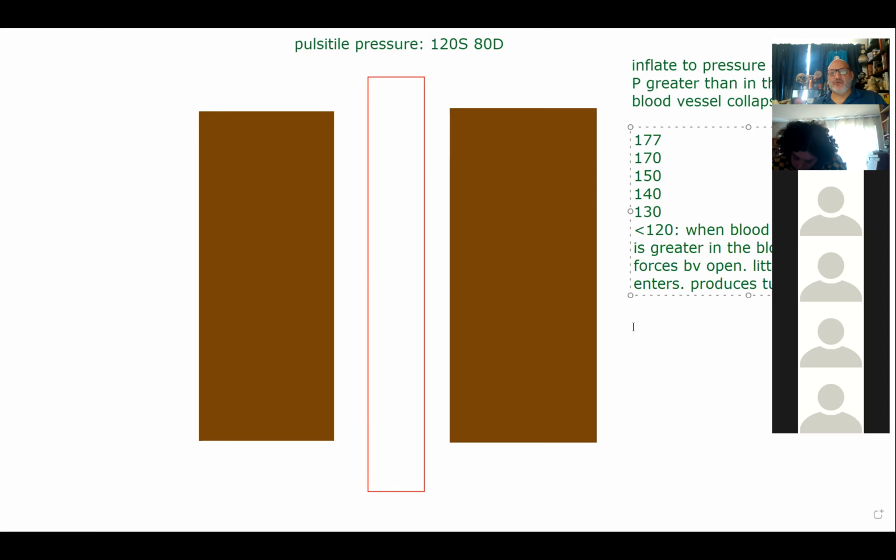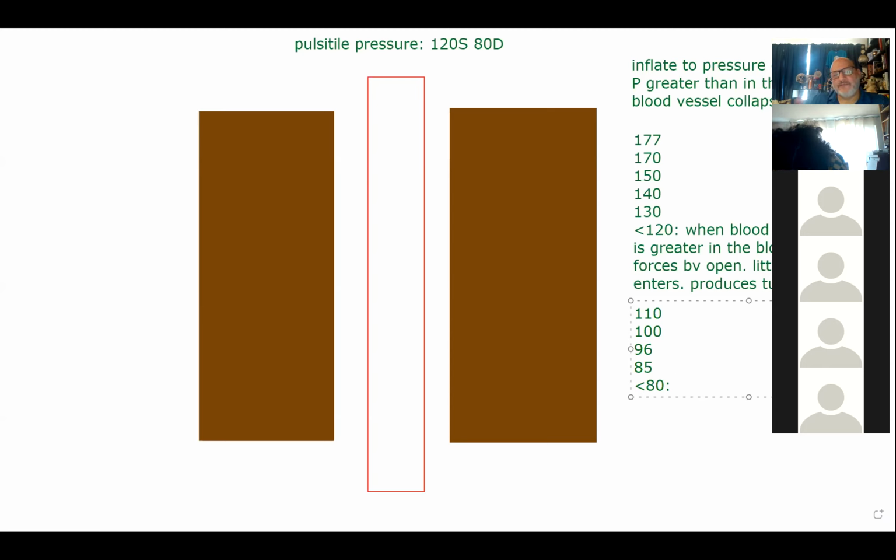And that continues as you continue to drop the pressure: 110, 100, 95, 85, and so on and so forth. Every time the blood is being ejected by the heart, you hear that little whooshing sound, until the pressure in the cuff becomes less than 80 millimeters of mercury.